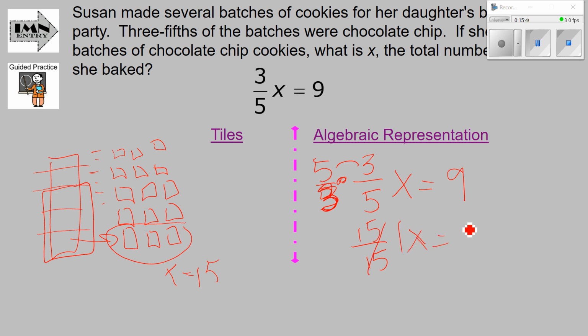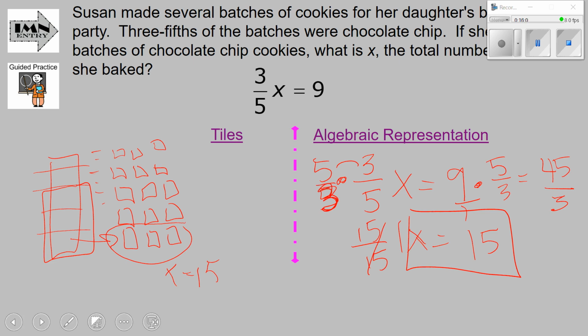And x equals, so we got to come over here and do times 5/3. So 9 times 5 is 45, and 3 times 1 is 3. And we know that there are 15 3's in 45. So we know that by math, it equals 15.